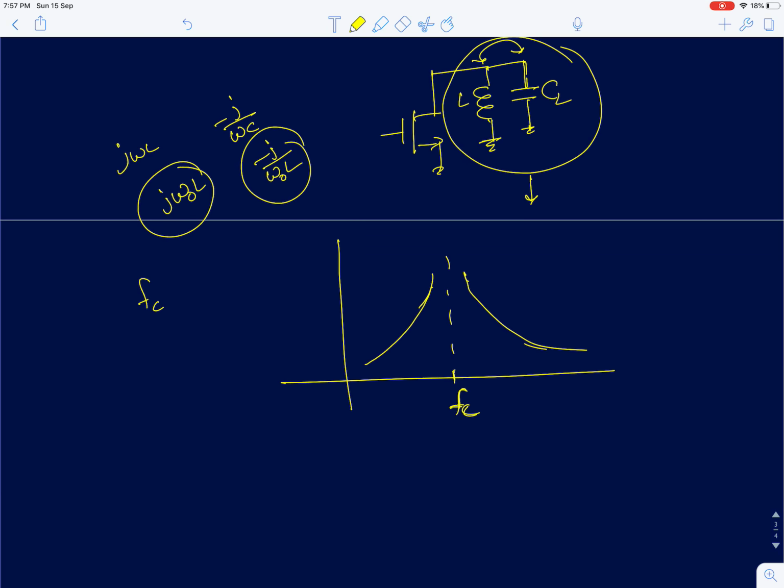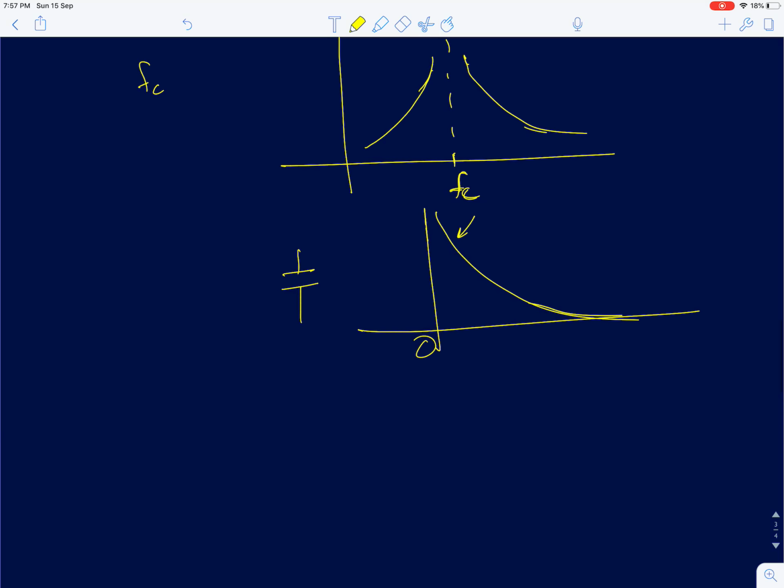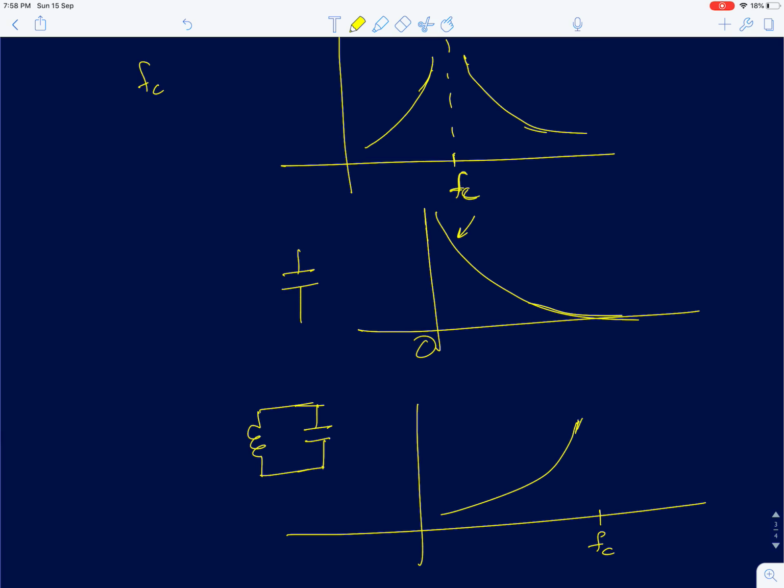If I plot the impedance of a capacitor without an inductor, it goes like this, with a pole at DC. Now by merely adding an inductor in parallel with the capacitor, I have shifted the point where the impedance becomes infinity to Fc. What used to happen for a capacitor at DC, just a two terminal capacitor, now the same behavior gets shifted to Fc, or the resonant frequency.